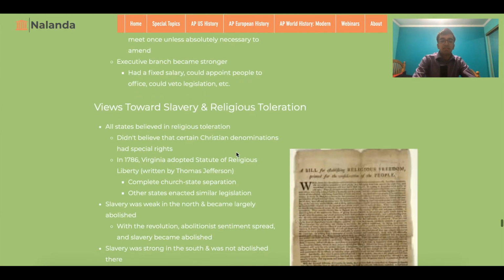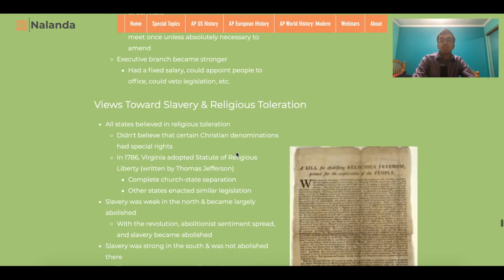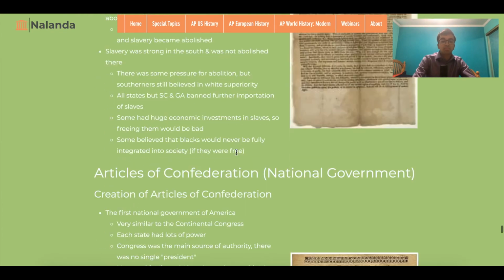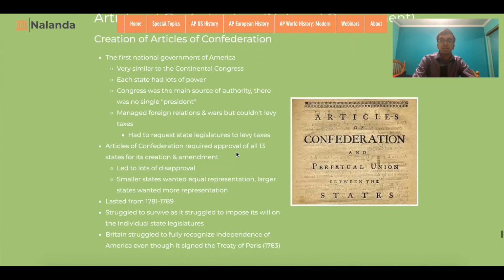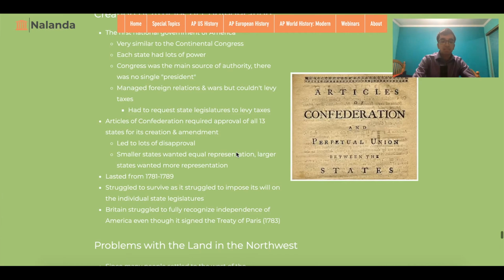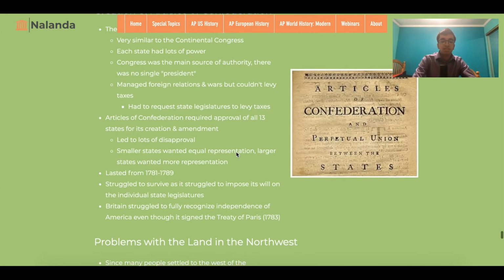All of these states had religious toleration after Virginia adopted the Statute of Religious Toleration proposed by Thomas Jefferson, and only the states in the South had slavery. Now, as I mentioned at the beginning of the lecture, the Articles of Confederation was the name of the American government after independence. This was ruled by a Congress and no single president.